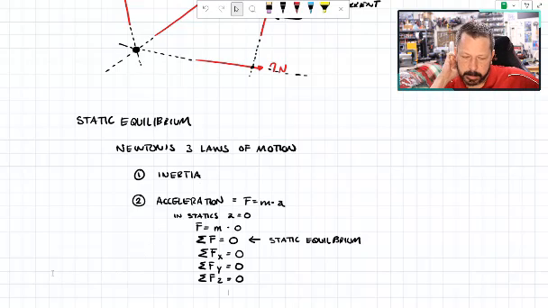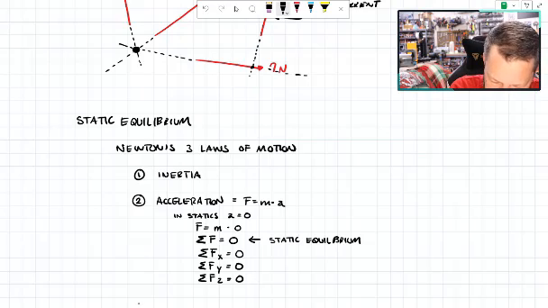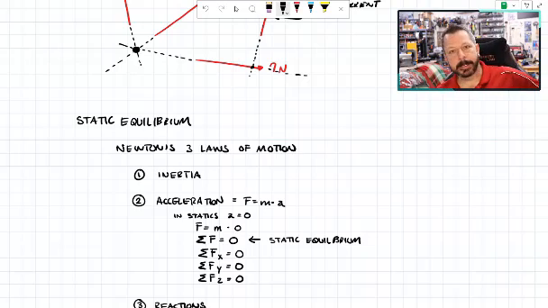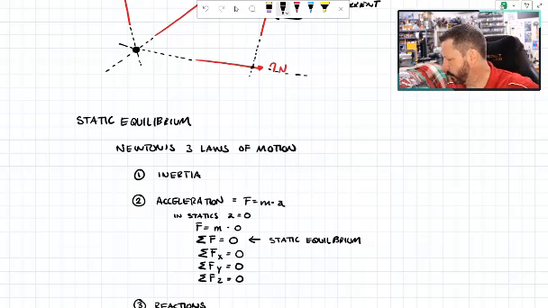Now, go ahead and do the third law, because it kind of matters too in here, and it's the one that has to do with reactions. So the reactions being, for every action there's an equal and opposite reaction. That will be important, maybe not as important today, but it will be important later on.